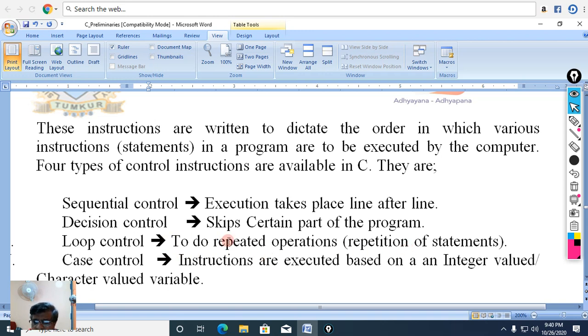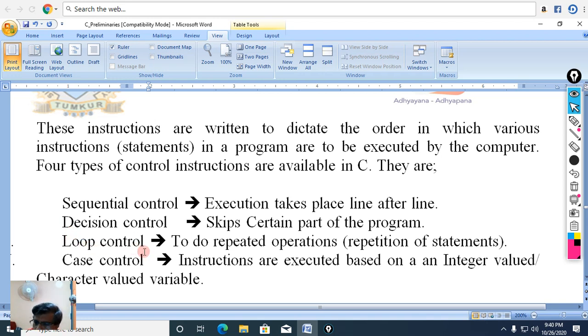Decision control will also come like a statement. It skips certain parts of the program. It will take decisions depending on the conditions. Whenever we want to take decisions based on conditions becoming true or conditions becoming false, then we need to use decision control constructs. They also look like sentences in a typical natural language.